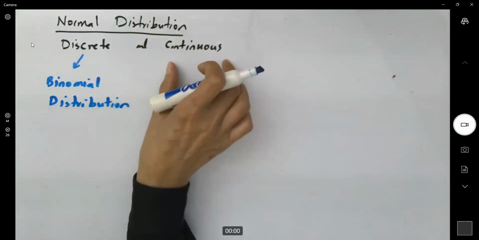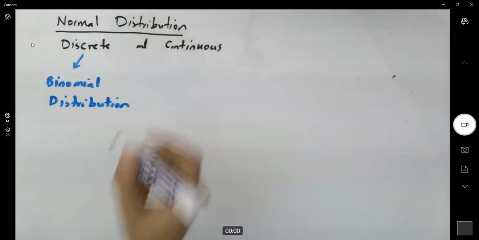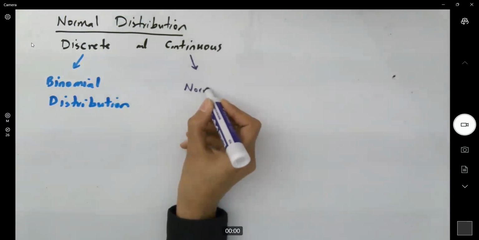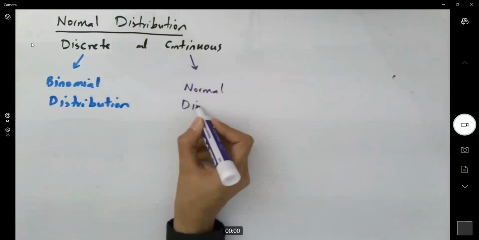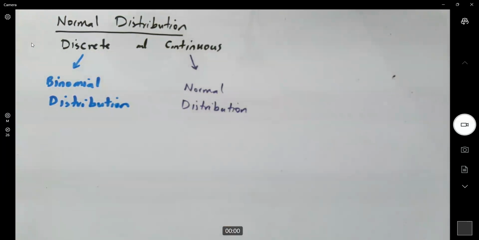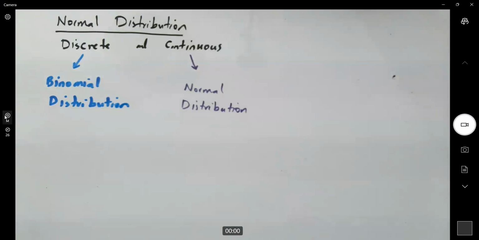Well, we have the same thing when it comes to a continuous random variable. For a continuous random variable, you have a normal distribution. Very well. So what are the properties of a normal distribution? When we're talking about a normal distribution, we're talking about a probability distribution for a random variable x.